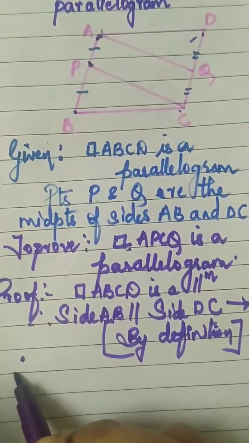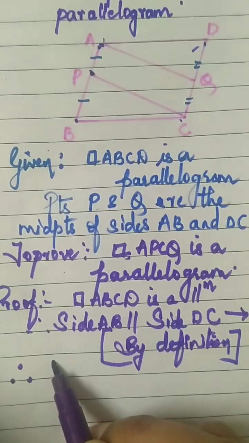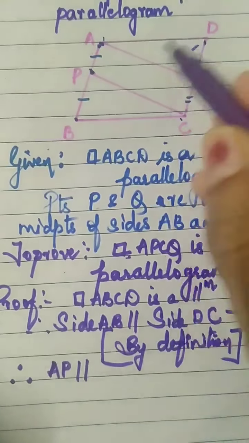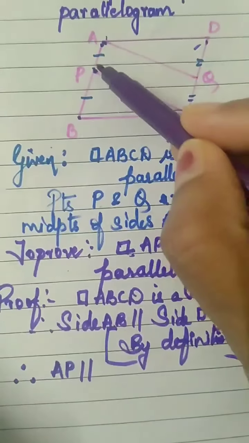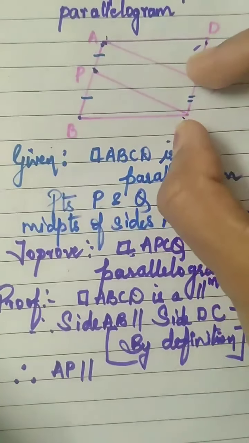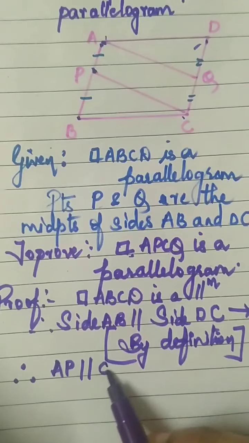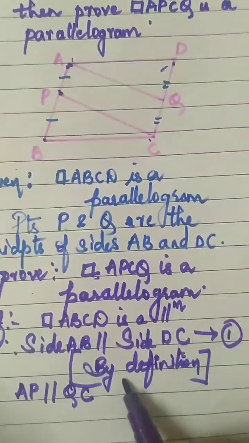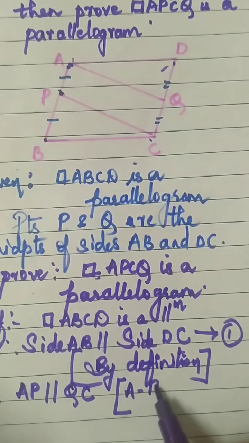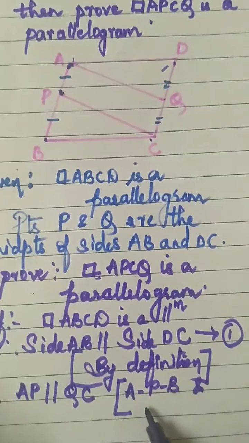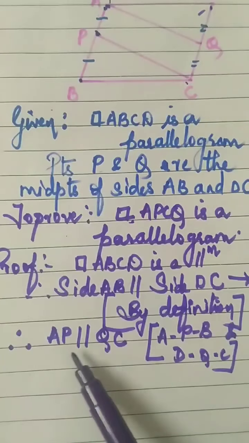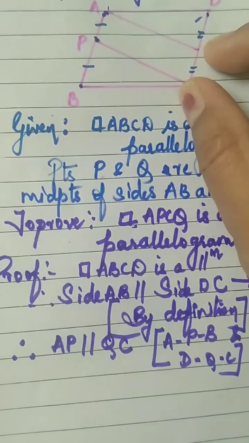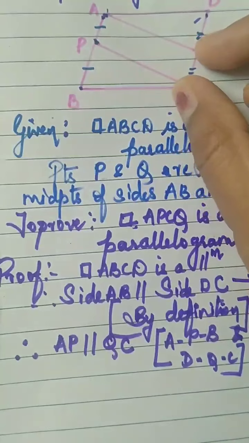Then we will write therefore AP parallel to, out of CD, which part we want? We want QC. QC is part of quadrilateral APCQ. So we are selecting QC. AP is parallel to QC. Reason will be A-P-B and D-Q-C. Okay. So we got AP parallel to QC. So half our work is done. That means opposite sides became parallel.